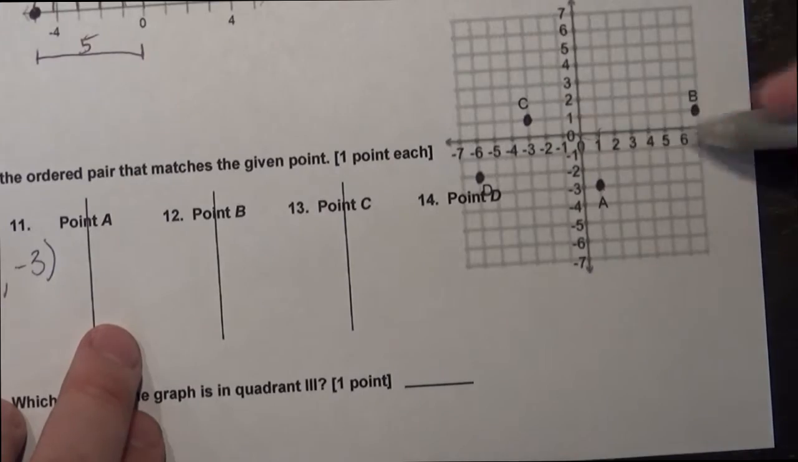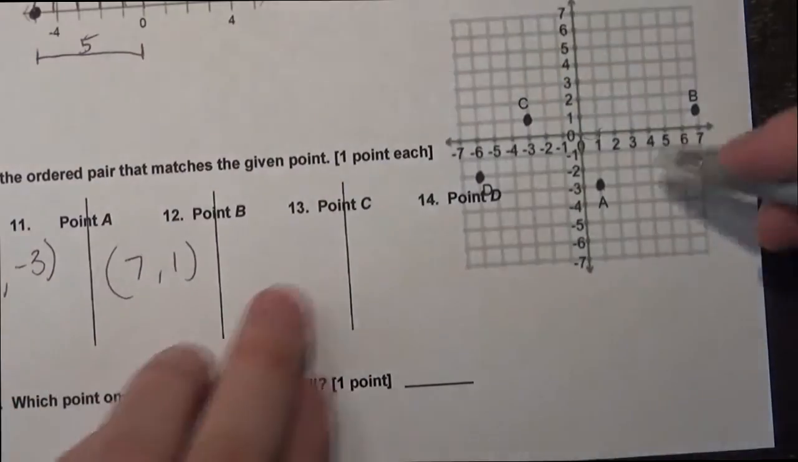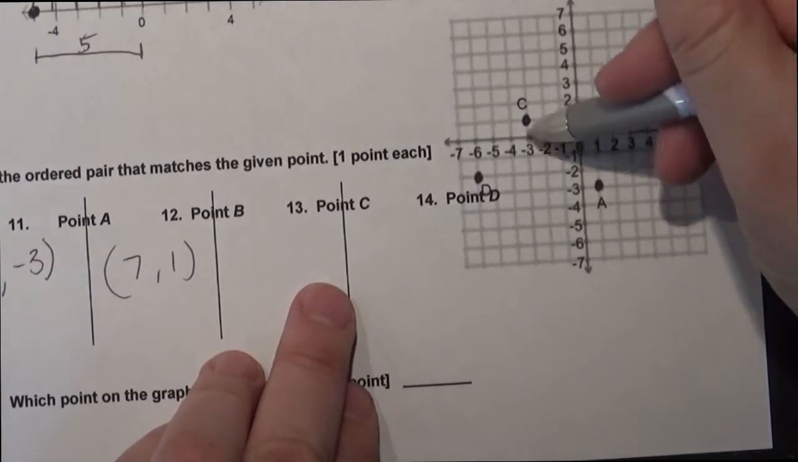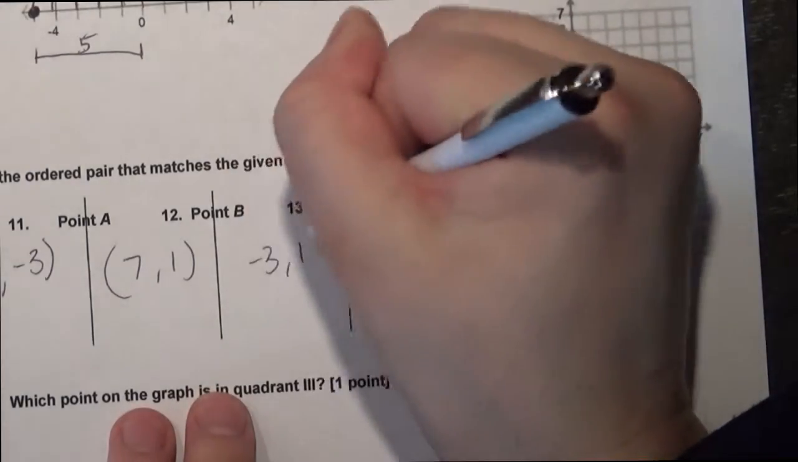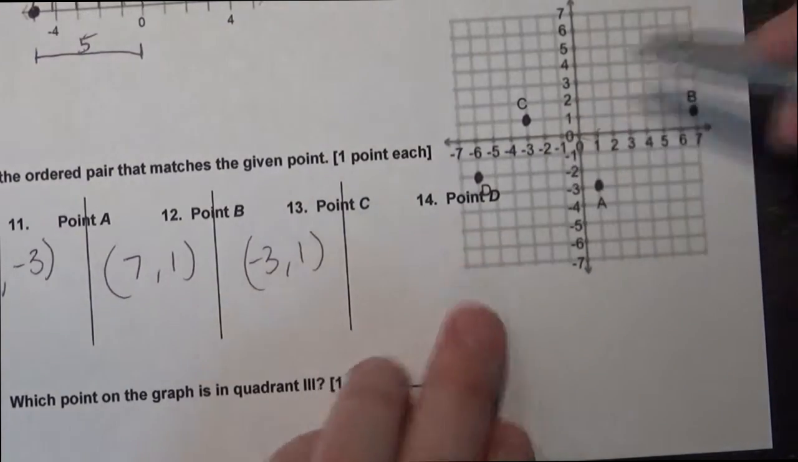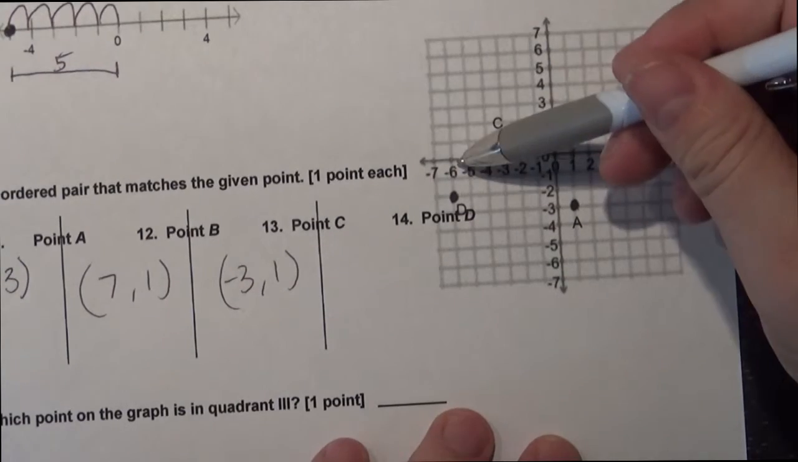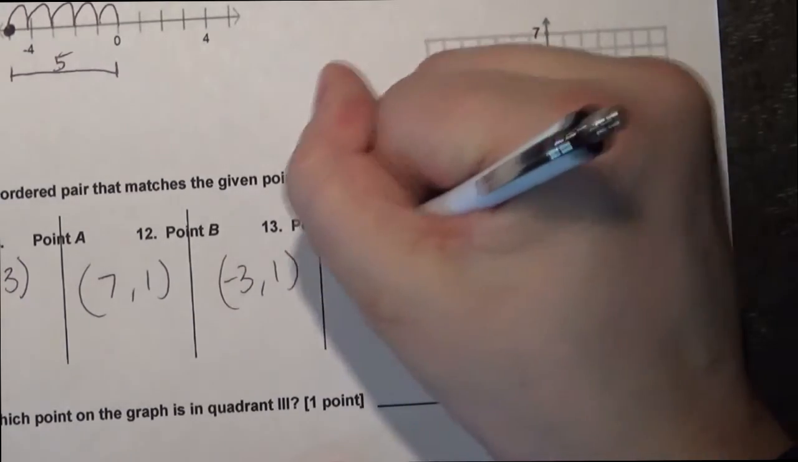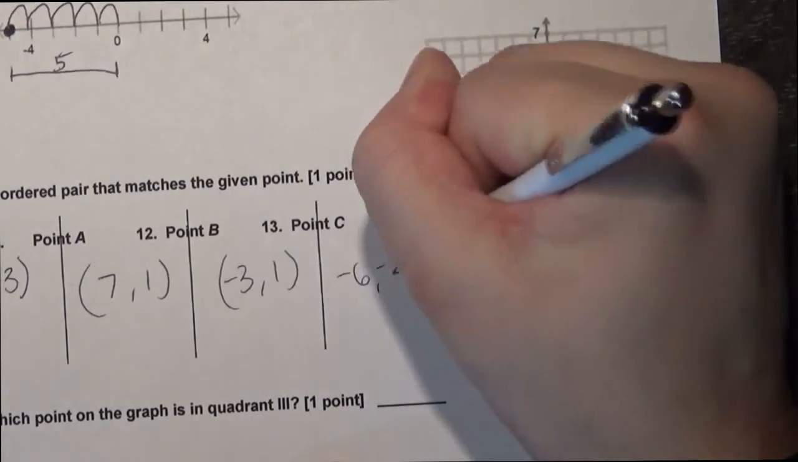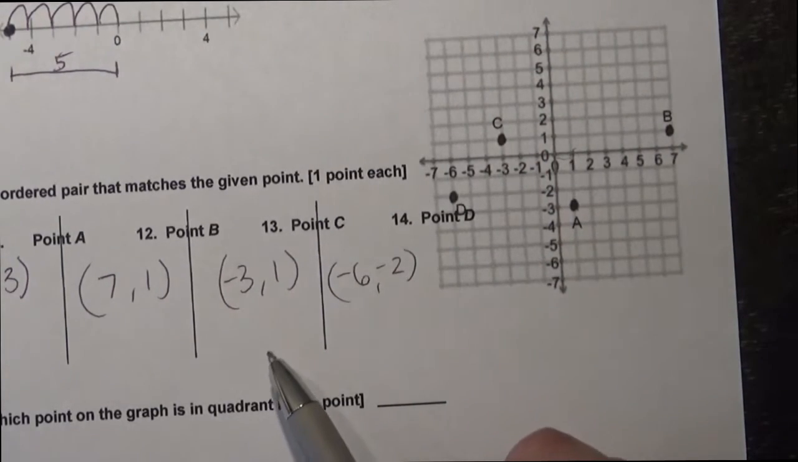Point B is here. I go over 7, up 1. That's 7, 1. Point C is located here. I go over negative 3 and up 1. That's negative 3, 1. And then point D, it's a little bit hard to see on my copy just because of the way it printed off so funky. But I go over negative 6 and down negative 2. That's negative 6, negative 2. Again, if you can plot these points, this is pretty easy stuff.